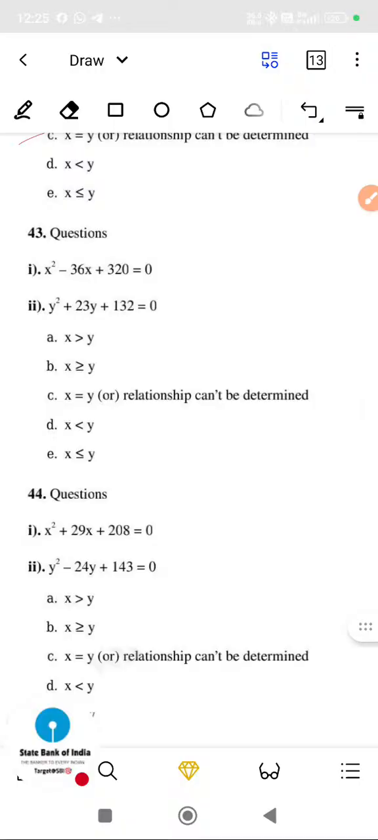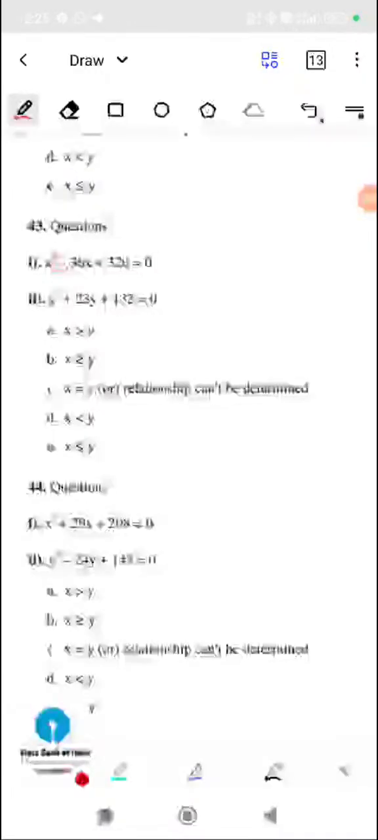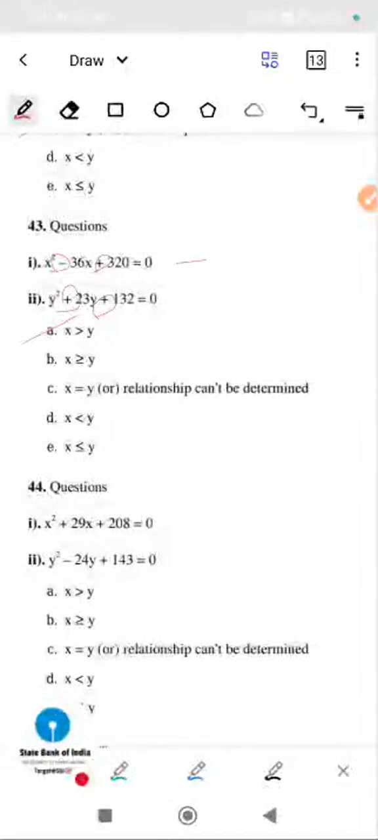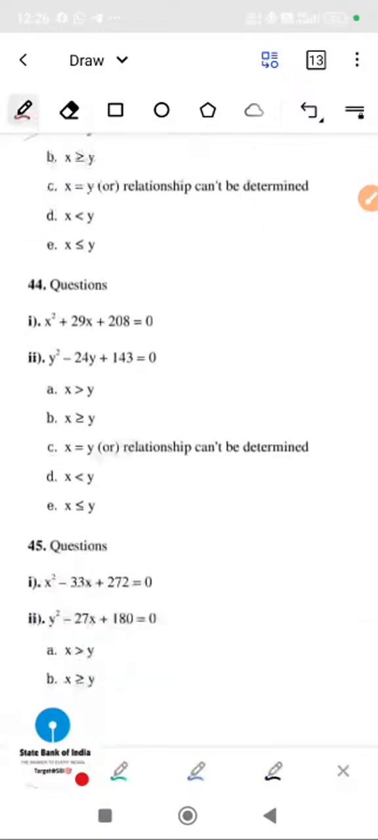Next, the 43rd one. Here we see a pattern of, so answer will be x greater than y. Why? Because minus and plus means both the roots are positive, and plus and plus means both the roots are negative. Comparing positive roots with negative, we always get x greater than y. Next, in the next question we see the same pattern. Here plus and plus means both the roots are negative. Here minus and plus, so both the roots are positive. So x is lesser than y. Option D is the answer for this question.